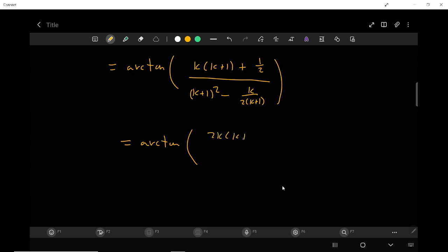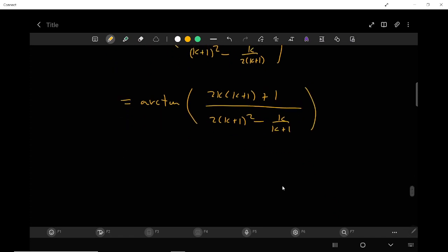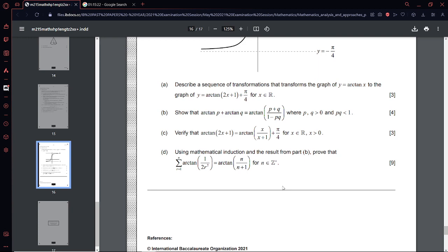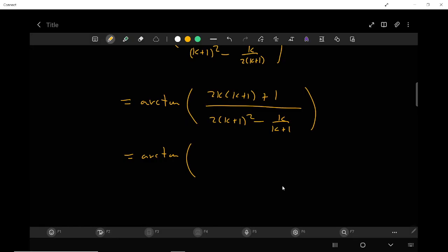2k, k plus 1, plus 1, all over 2 also k plus 1 squared, minus k over k plus 1, equals arctan of. There's no way I still have to times by k plus 1 everything. This is long. Let's keep going. We'll keep going.